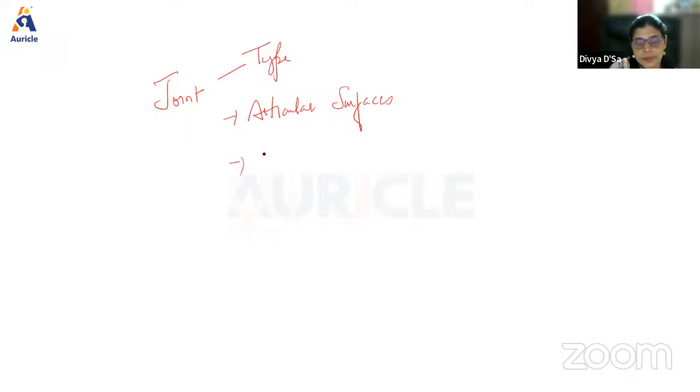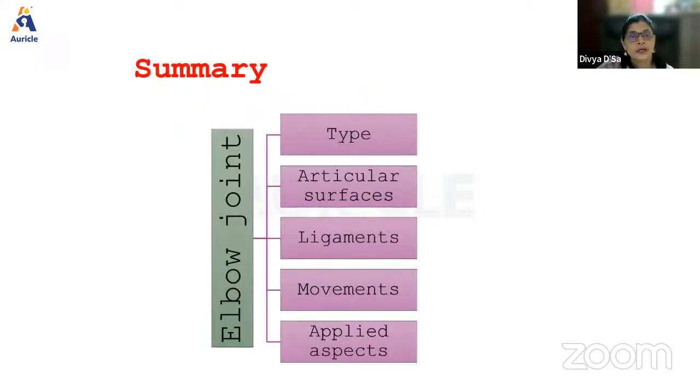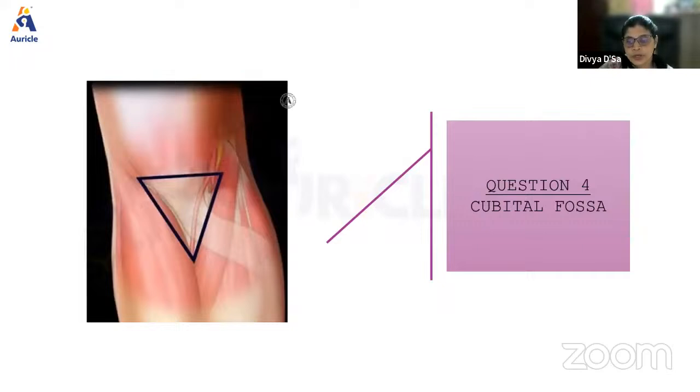Okay, then you write about the supports of the joint, which includes the ligaments and capsules and all those things. Then you talk about the movement of the joint: since it's a hinge type of joint, it brings about flexion, and the applied aspects you mentioned. Those are the things you need to write for a joint. Right, next we go to cubital fossa.